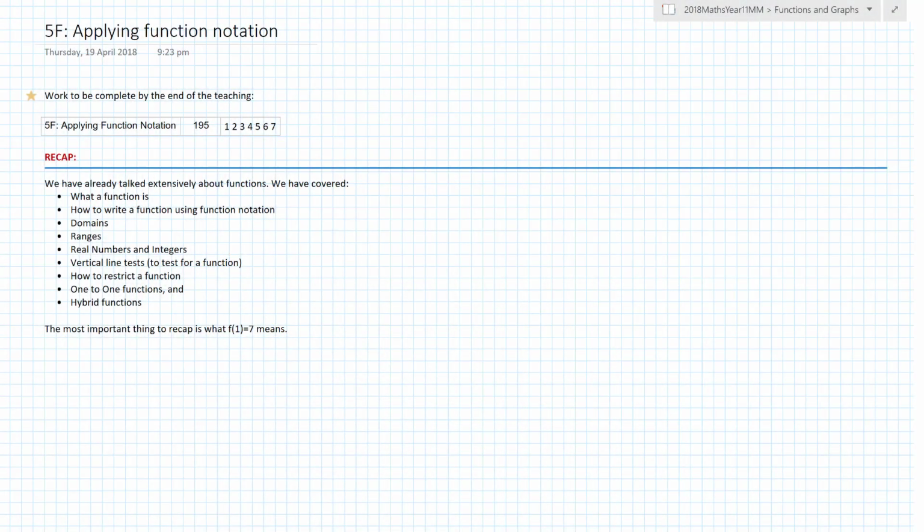Hello all and welcome to this, our wonderful and outstandingly exciting lesson on applying function notation. Yes, I know, function notation. Actually, it's incredibly important.